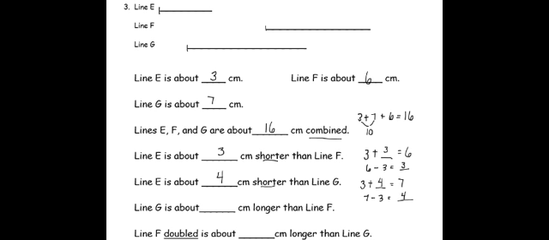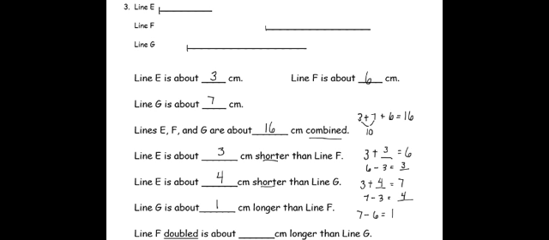The next problem says line G is about blank centimeters longer than line F. So line G is 7 centimeters. If I subtract the length of line F, which was 6 centimeters, that tells me that line G is 1 centimeter longer than line F.